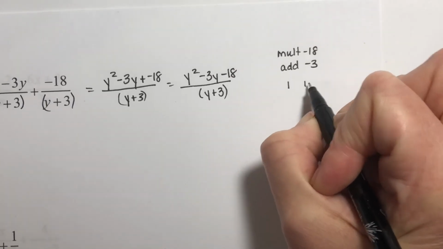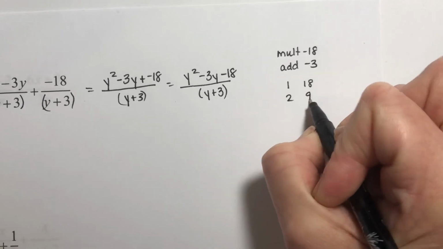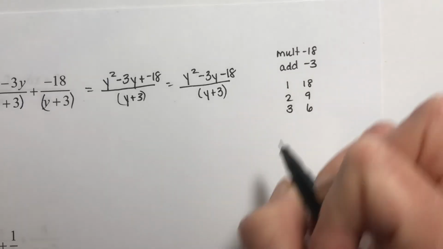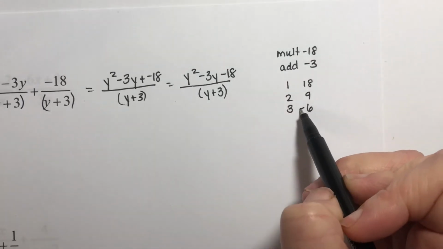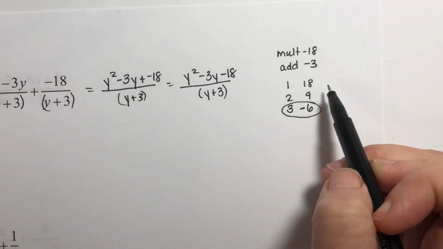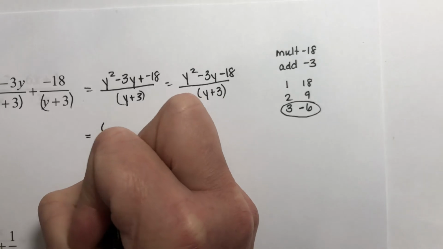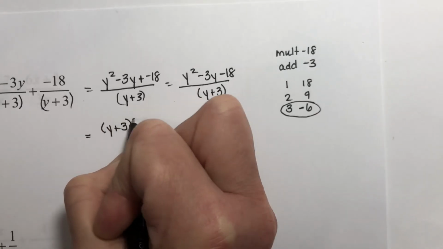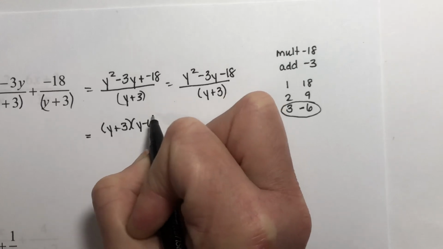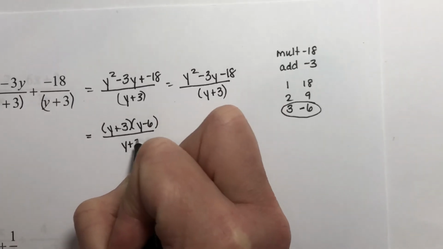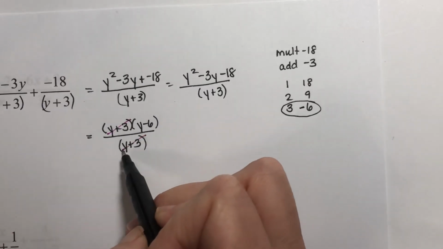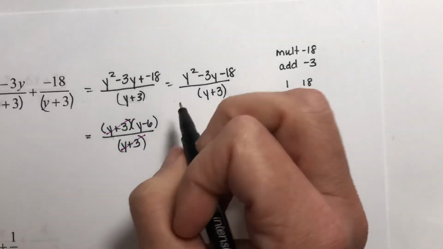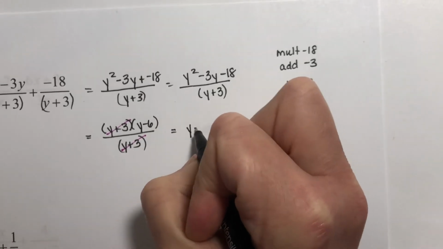Things that multiply to 18 would be 1 and 18, 2 and 9, 3 and 6, and that would be it. Multiply to a -18, so one of these needs to be negative. If I make it a -6 and a +3, that should work. So the top factors as y plus 3 times y minus 6, and this is over y plus 3. And now ask yourself if you have anything that cancels out, and I have a y plus 3 in both of these. So since I have nothing left in the denominator, my answer is y minus 6.